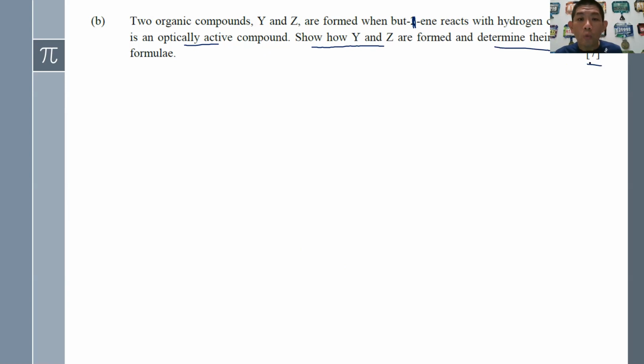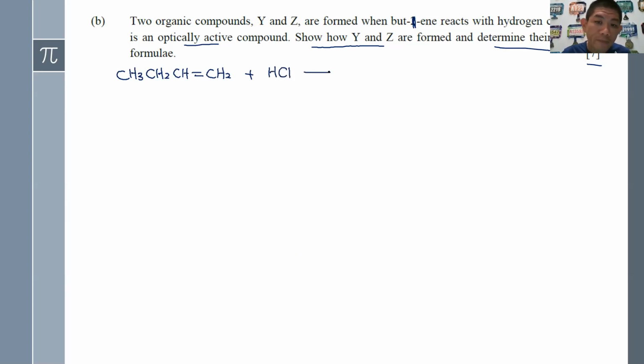7 marks in here. When the question says show how Y and Z are formed, they are actually asking you about the mechanism. So if I were a student answering, when the question says but-1-ene, you must quickly write out the general equation. You have CH3CH2CH=CH2 reacting with hydrogen chloride. What you must know first is the expected product. You have two products in here.